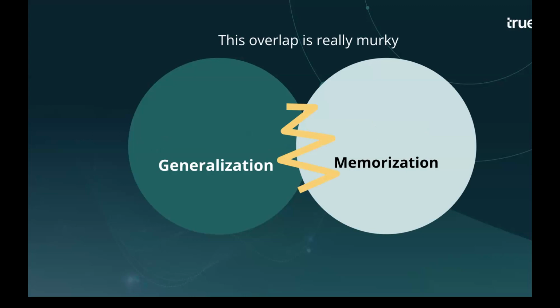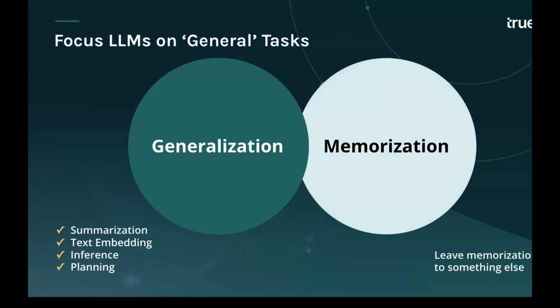So as an industry, we've sort of moved to this idea: if this overlap is murky, if this isn't necessarily the best way to do things, let us focus these models on what they are better at. It's good at generalization, it's good at things like summarization, where you can generalize to a certain pattern. It's good at getting embeddings, it's good at query inference, it's good at query planning. And leave all the other things, the memorization part of it, to something else. And this is what we have kind of converged on.